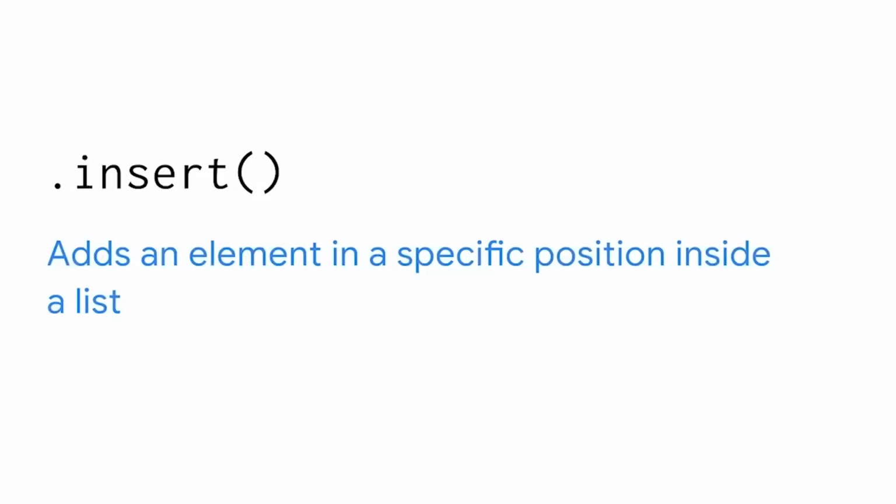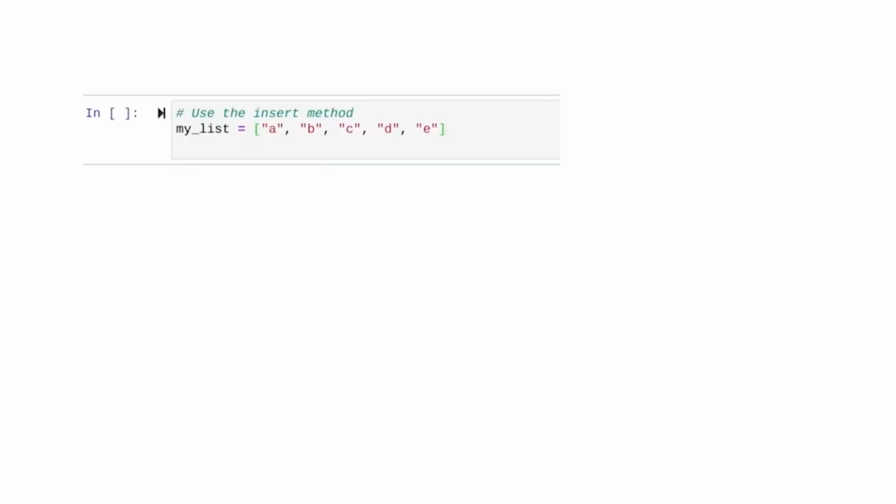Now, let's take a look at methods for inserting and removing elements in lists. The first method we'll work with in this video is the insert method. The insert method adds an element in a specific position inside a list. The method takes two arguments. The first is the position we're adding the element to, and the second is the element we want to add. Let's use the insert method.